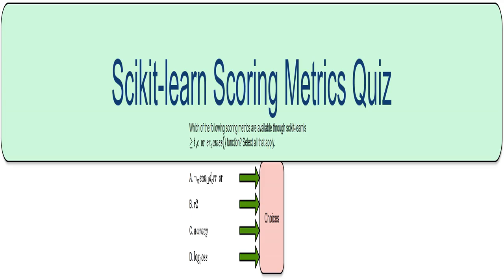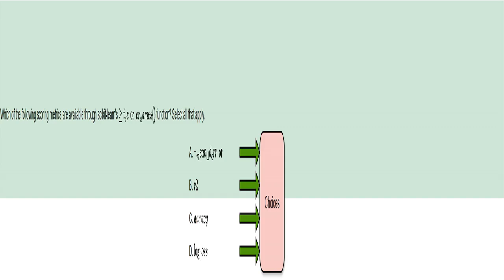This is a quiz about the different ways we can measure how well a machine learning model performs using the scikit-learn library in Python. Scikit-learn is a powerful tool for building and evaluating models. This quiz focuses on its built-in scoring metrics. This question asks you to identify which metrics you can use directly with scikit-learn's functions like cross_val_score or GridSearchCV. I'll explain each metric later.